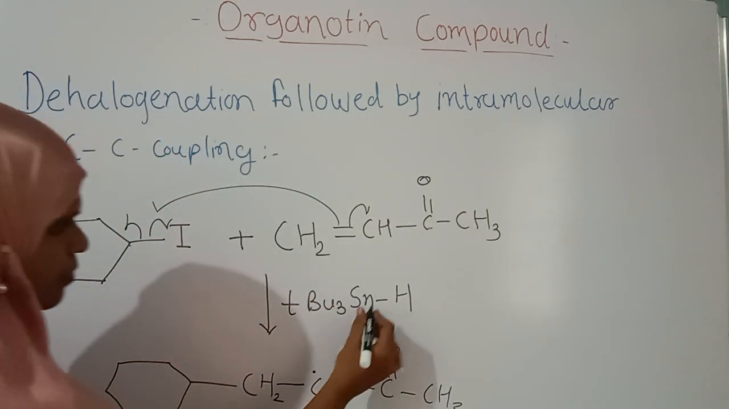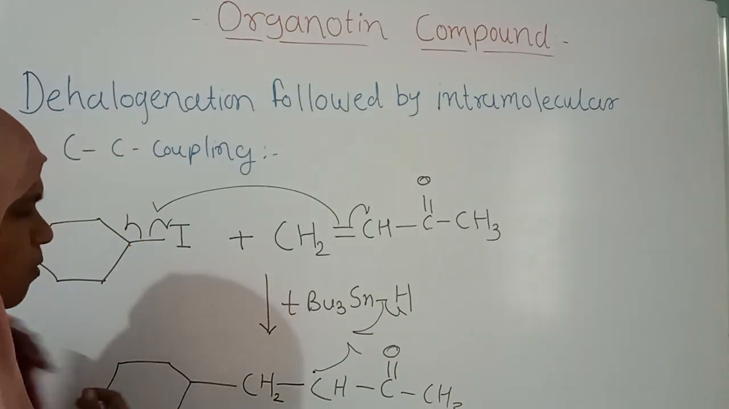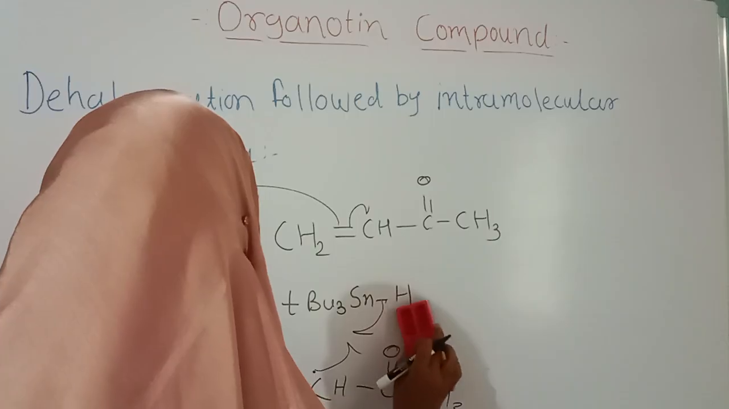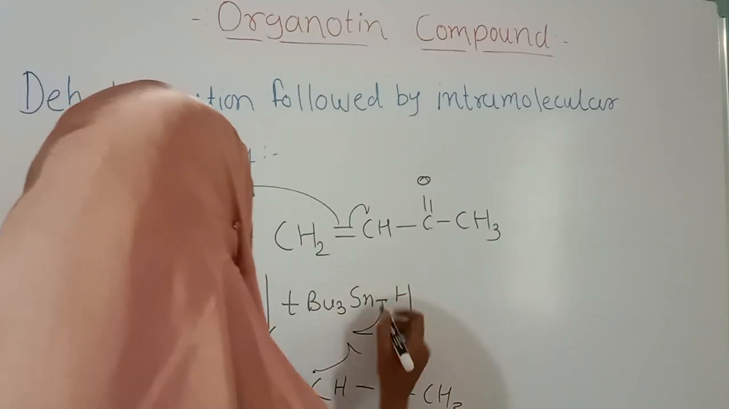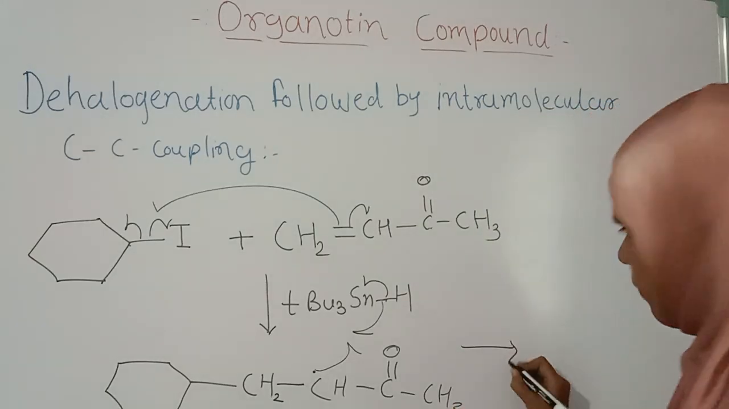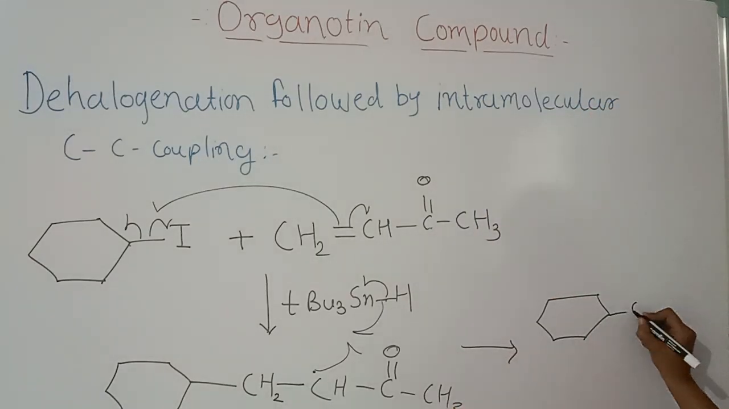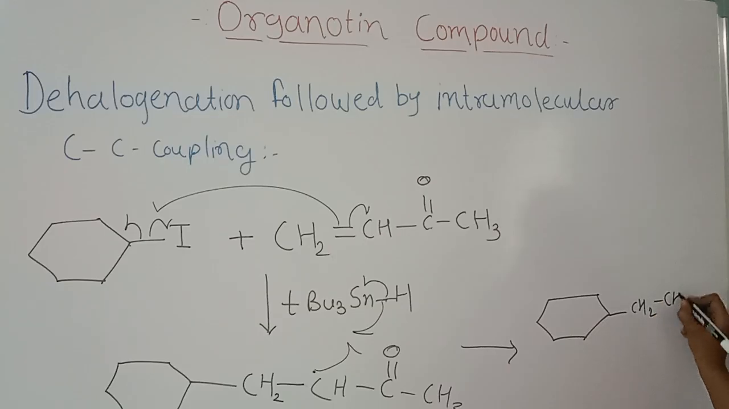formation with hydrogen bonding, formation with bond with hydrogen. Okay, then finally we get CH2, CH2, CO, CH3. Okay, it is very simple. Before, coupling with carbon-carbon bond.